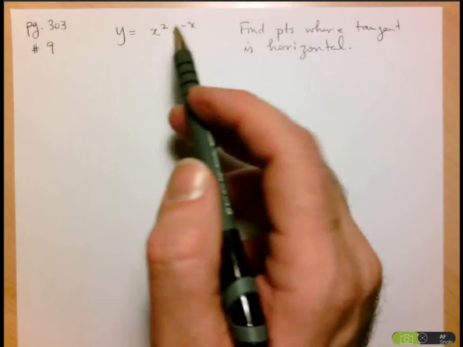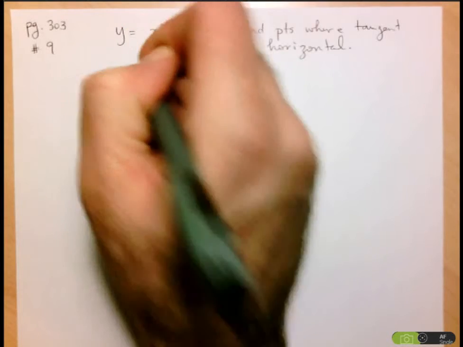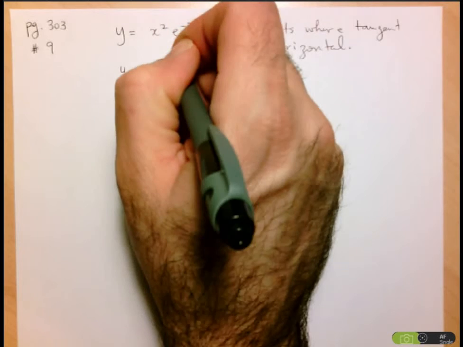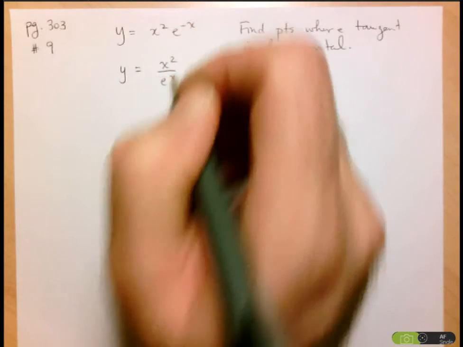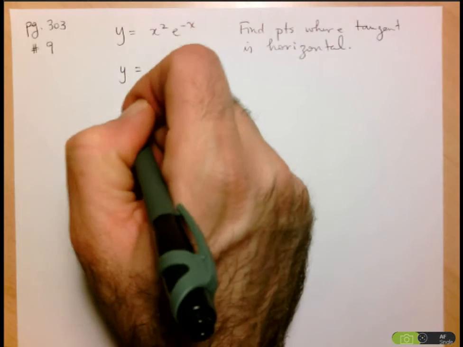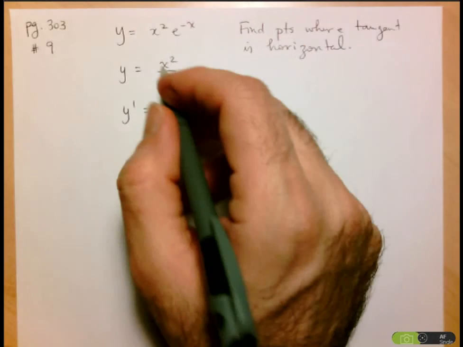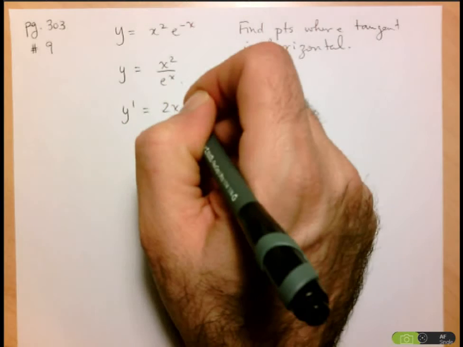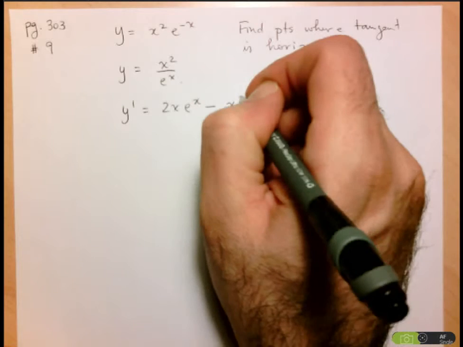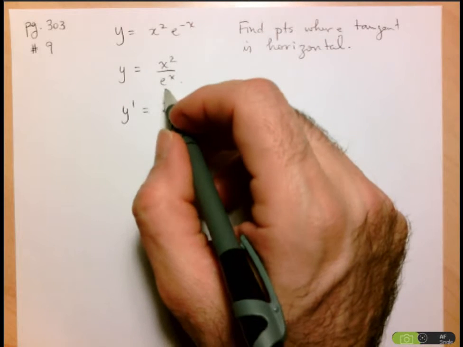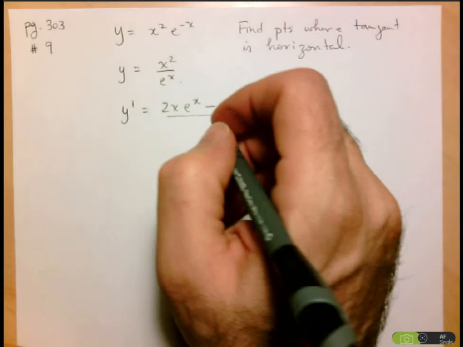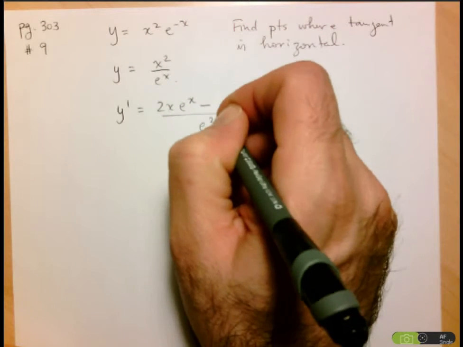And I personally think it'd be easier to actually rewrite this: instead of e to the negative x, bring that down to the denominator. So I'm going to write that as x squared over e to the x and use the quotient rule with the simpler function. Okay, so let's find the derivative. Y prime equals the derivative of the top, 2x, times the denominator function, minus the numerator function times the derivative of the denominator function, which of course is just itself, e to the x, and all over e to the x squared, which is e to the 2x.